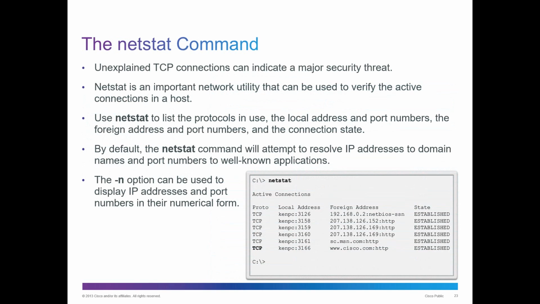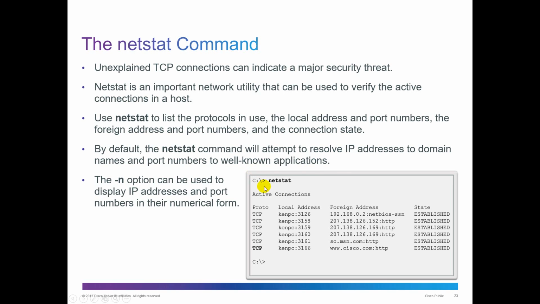Your netstat command is basically going to show you your active TCP sessions. An unexplained TCP connection can indicate a major security threat. Somebody's getting in to establish a session with your computer that you didn't know of. They could be stealing data. They could be installing malware. Who knows? So that can be an indication of a major security threat.